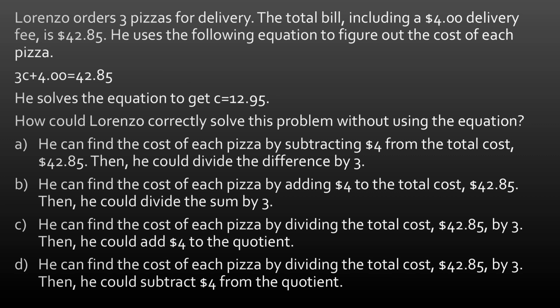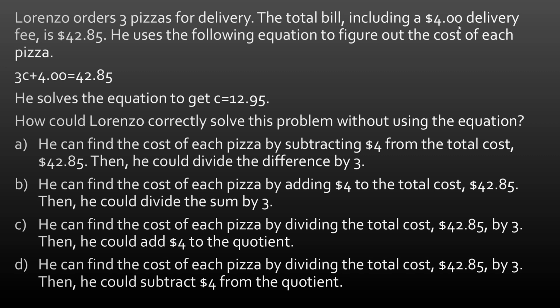So it looks like he has 3 times C plus 4 equals $42.85. When he solves the equation, he gets C equals $12.95. How could Lorenzo correctly solve this problem without using the equation? Well, I know that he has to pay this $4 delivery fee, right? So regardless of how much each of those pizzas cost when he's buying 3 of them, he's going to have to pay this $4 once, just because he has to pay that in order for them to drop it off.